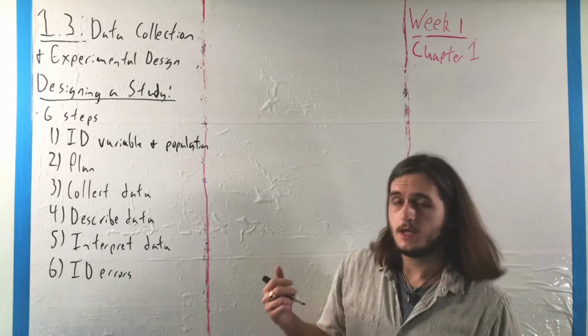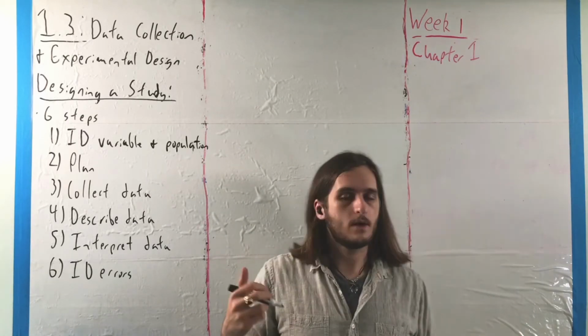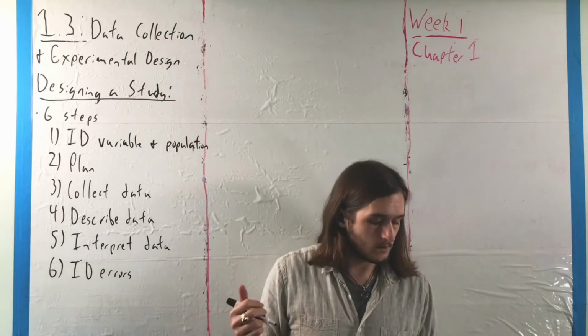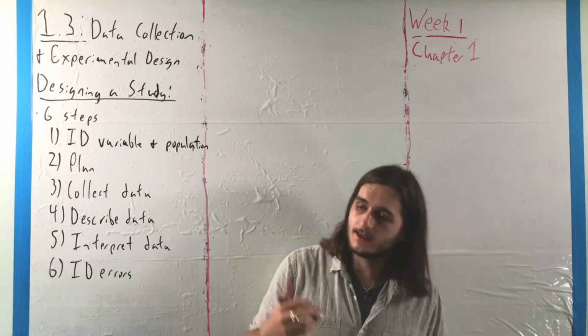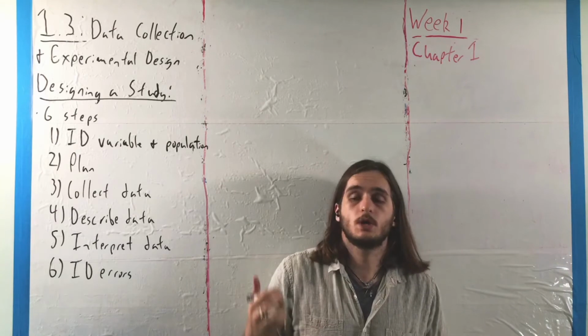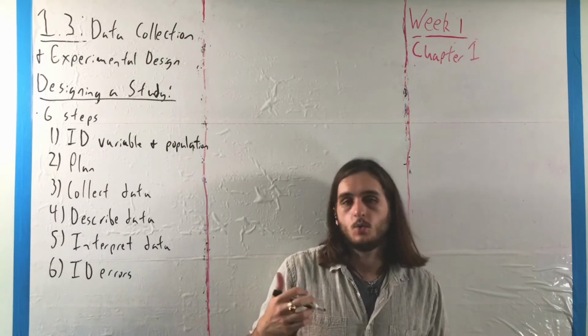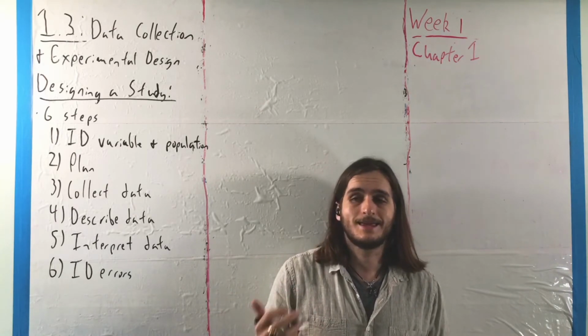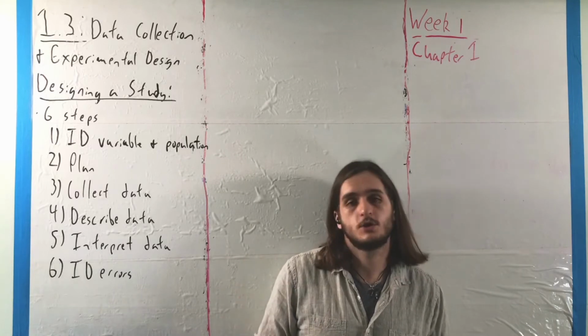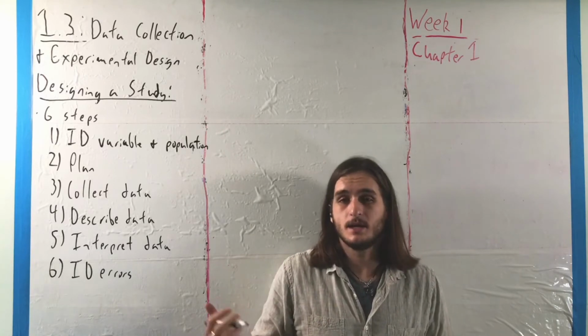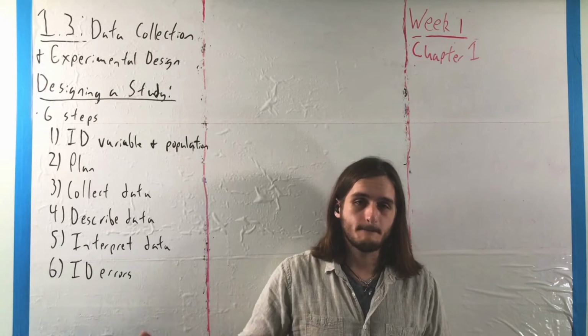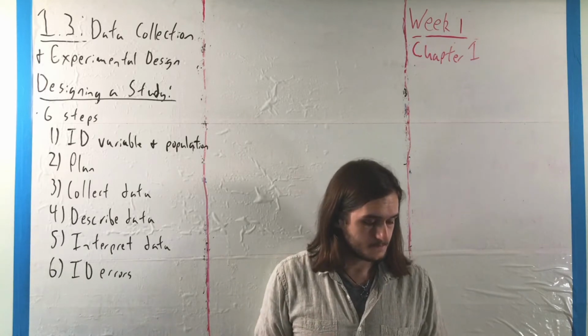The first one is essentially to think about what we're trying to do, where what we have to do here is identify the variable, the thing that we're trying to study, and what it is that that thing is a part of, who it pertains to, who the population is that will be represented by our study.